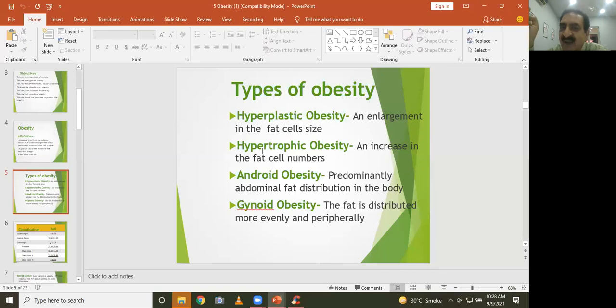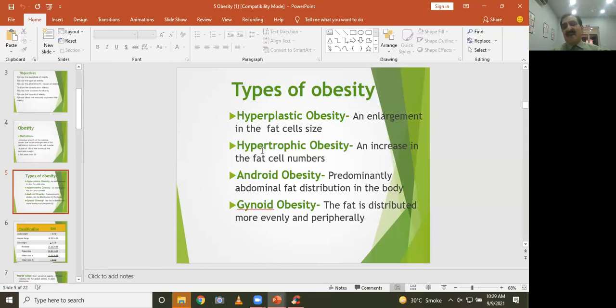It's not an enlargement in the fat cell size. An enlargement in the fat cell size is hypertrophy. Hyperplastic means an increase in the fat cell number. And hypertrophic means an enlargement in the fat cell size. Hypertrophic means an increase in the cell size.